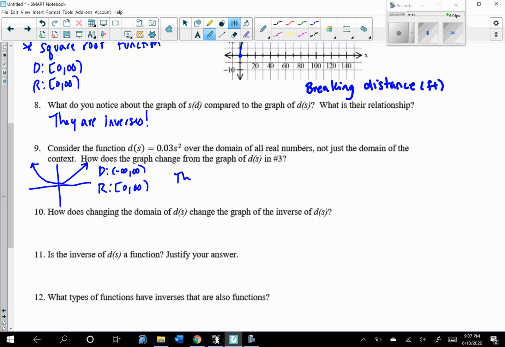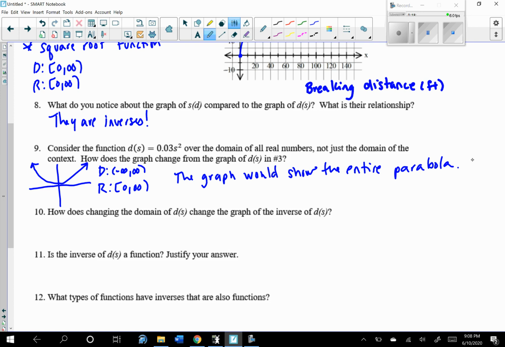So the graph would show the entire parabola instead of just half.